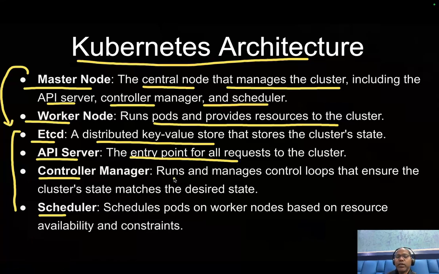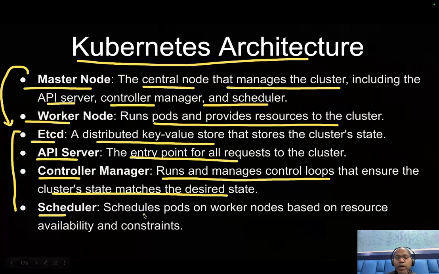And the controller manager runs and manages control loops, ensuring the cluster state is the desired state. So whatever configuration file you provide, saying the number of nodes and pods should be this, they are going to manage every node. If any pods are unhealthy or failing, they can find out that these pods are not properly running, maybe failed, and can restart them. Everything is managed by your controller manager. And the scheduler schedules pods on the worker node based on the resource availability and constraints.